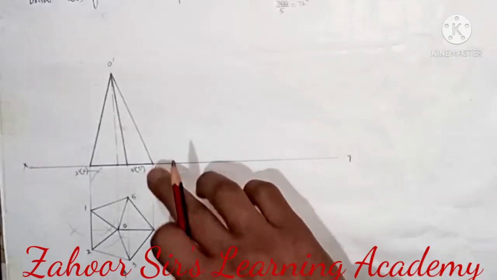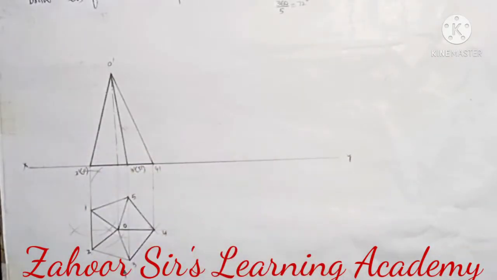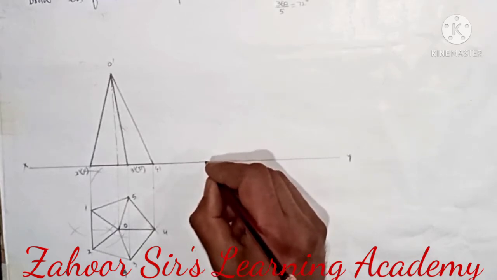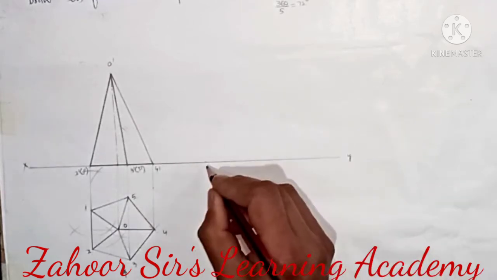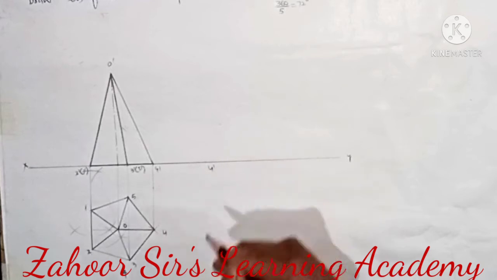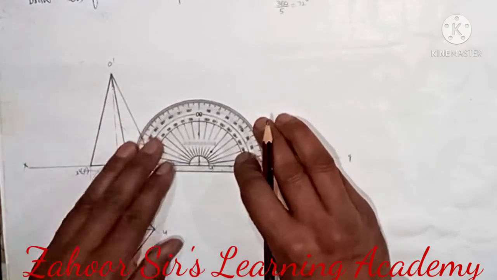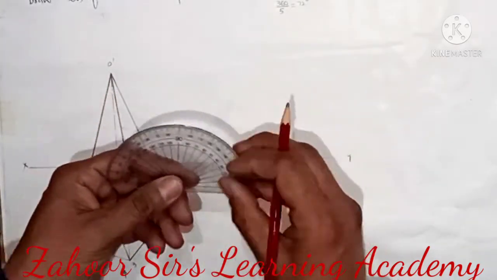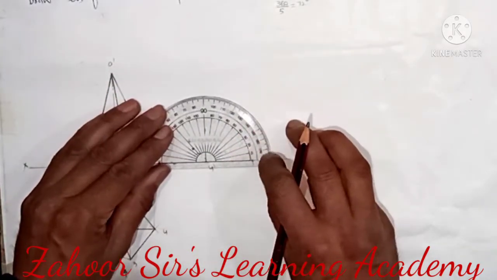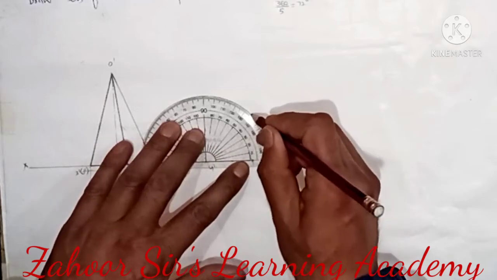So reproducing this one, I will mark a point on this XY line. That point indicates my 4 prime. Now at 4 prime, I will use the protractor. You can use the mini drafter to measure the angle. So I will measure 45 degrees. So this is the 45 degrees.